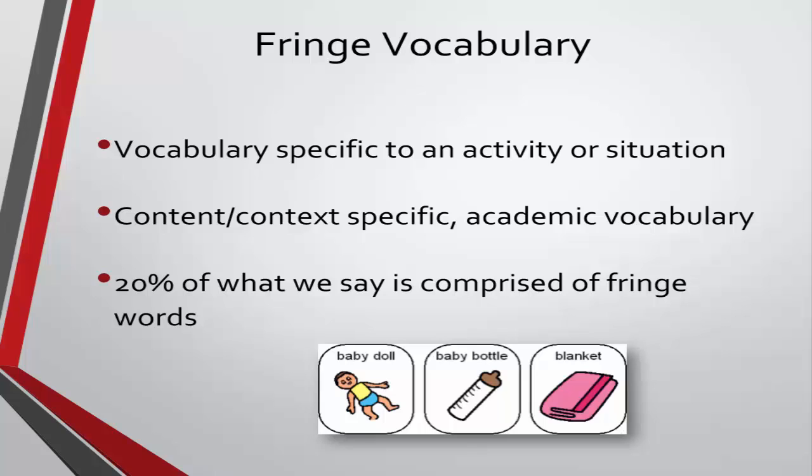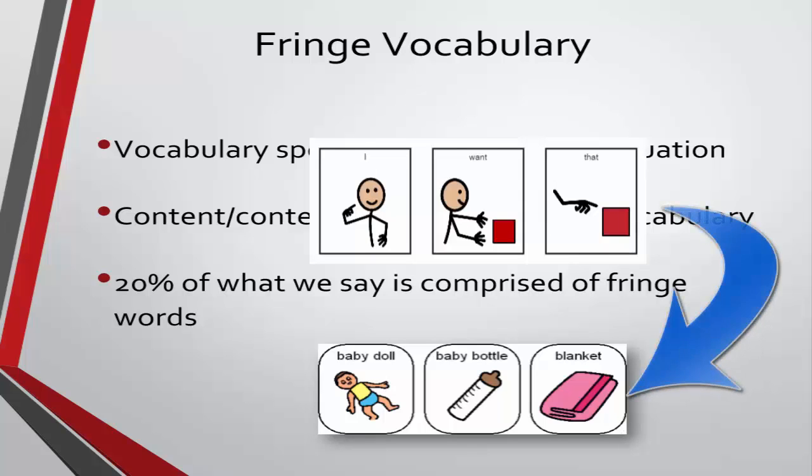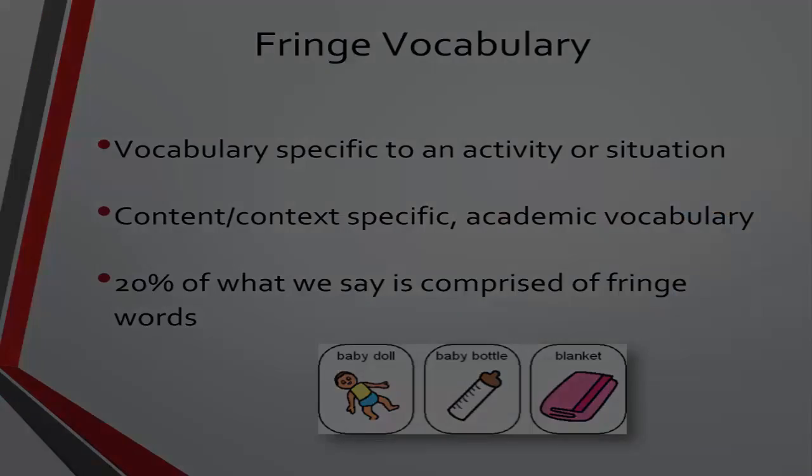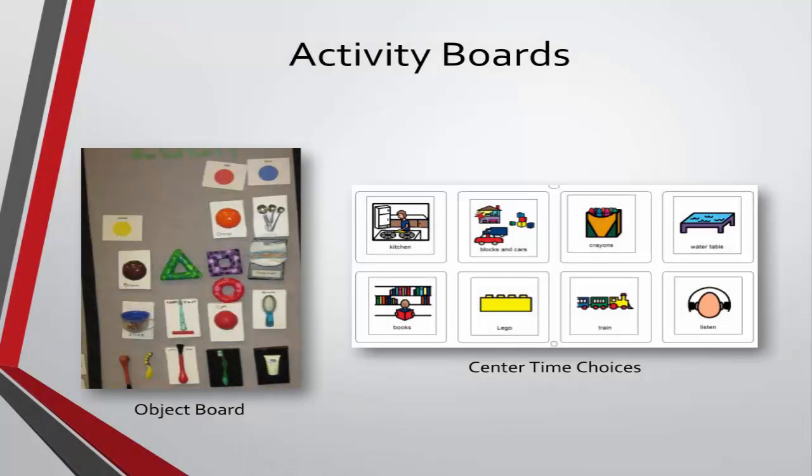But they can talk about, they can request the things that they love without those items being on there. You can say, I want that. That's mine. We need to add those. It's 20%. Those words are 20% of what we need to say. So there's an example of activity boards based solely on fringe.